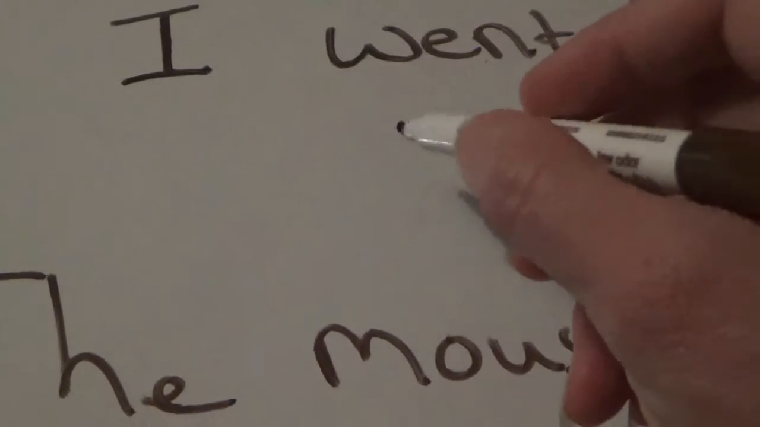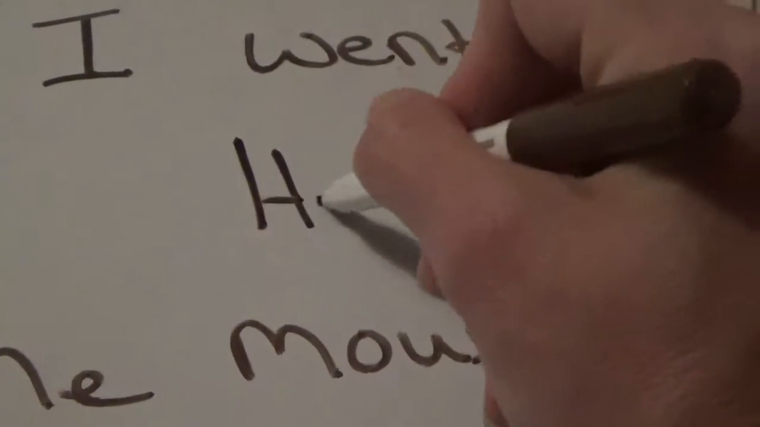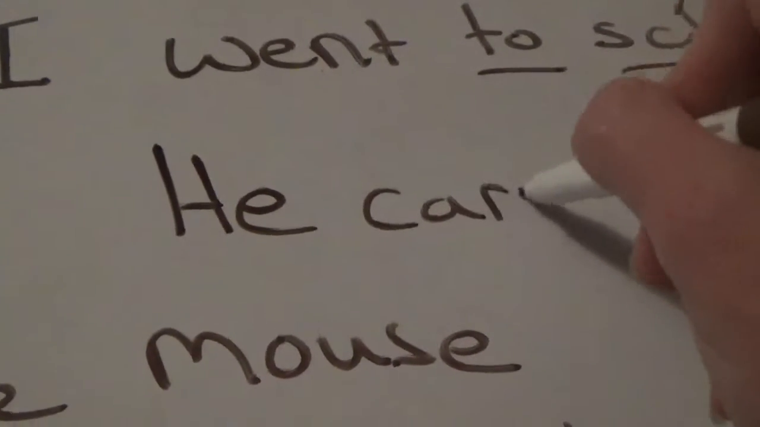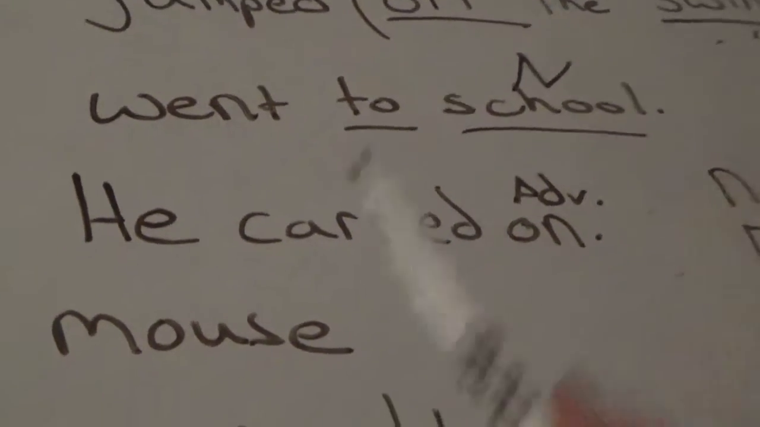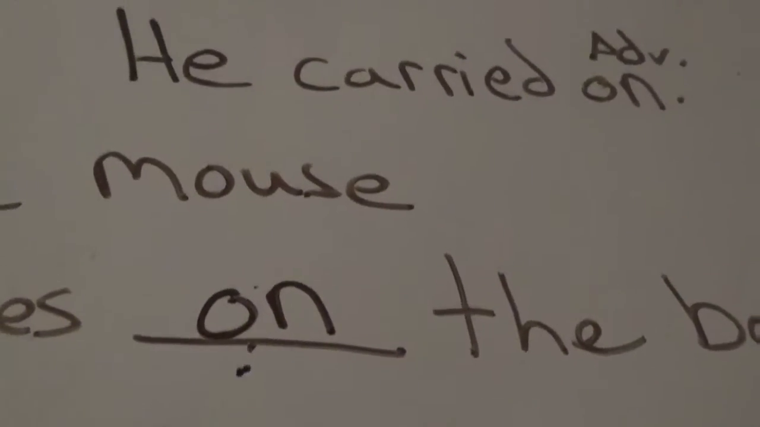We can say, he carried on. Carried where, carried how, on. There would be an adverb. So, in order to be a preposition, first it has to have an object. If it doesn't have an object, if it doesn't have anything after it, you don't have to go any further. But if it does have an object, see if it will fit in the blank in the sentence. The mouse goes blank the box.